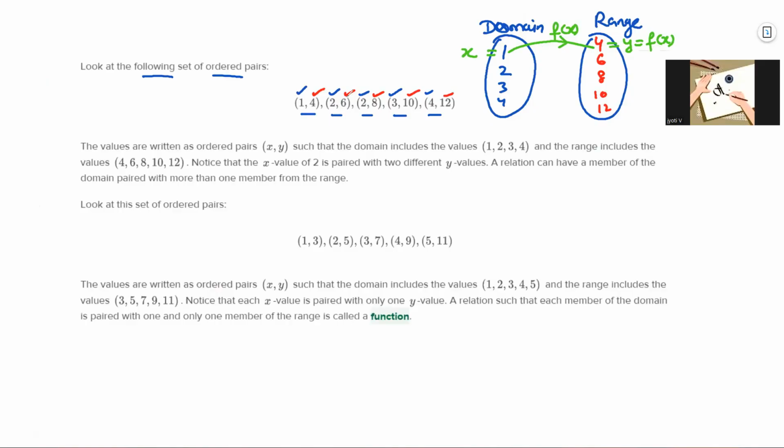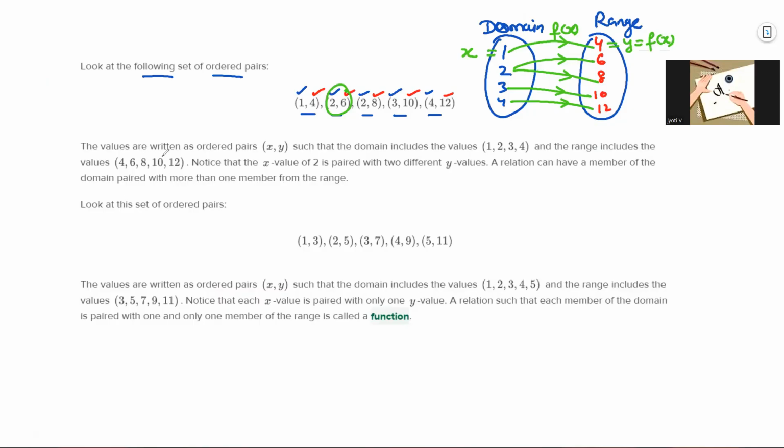Then the second ordered pair is (2, 6), so 2 is mapped to 6. Then 2 is mapped to 8 also. Then 3 is mapped to 10, and 4 is mapped to 12. So this is the mapping.